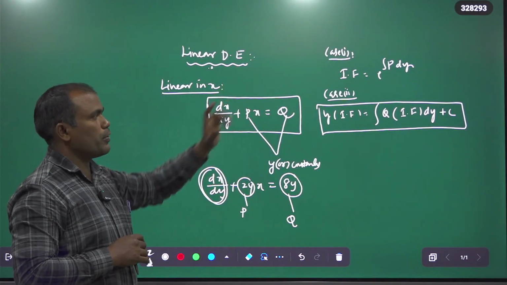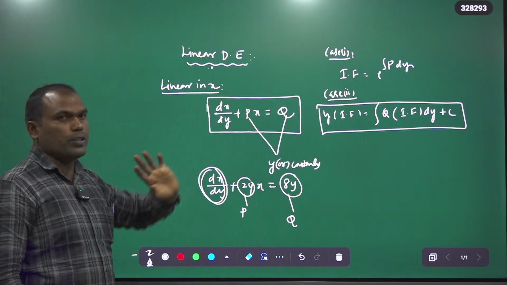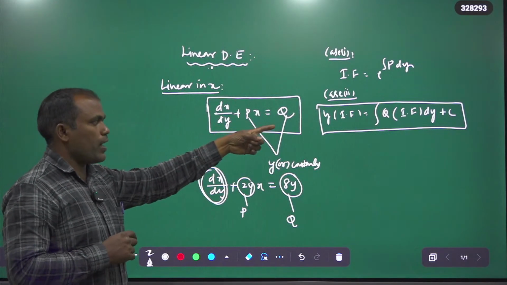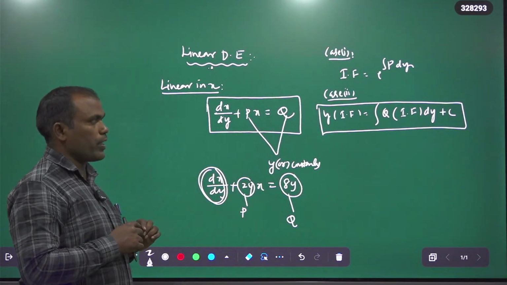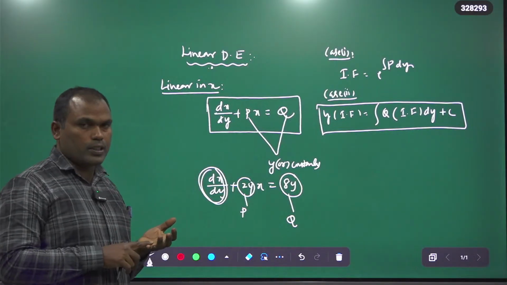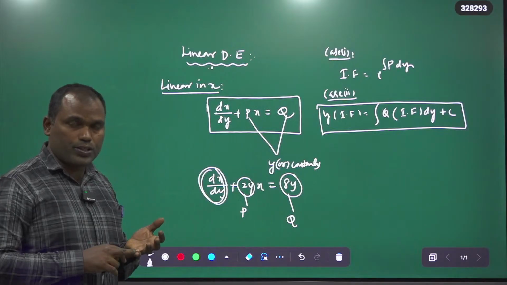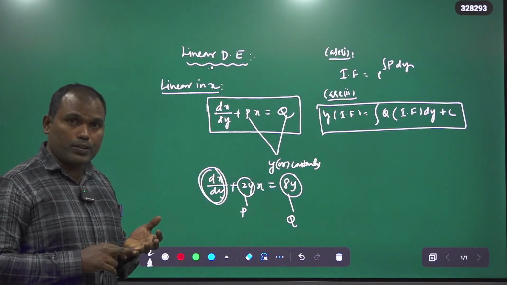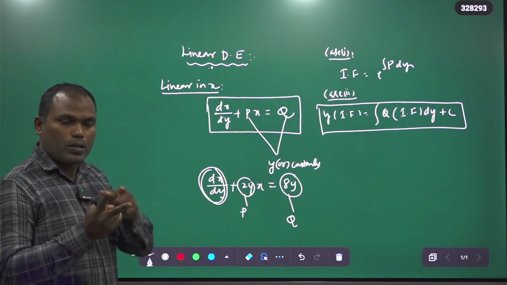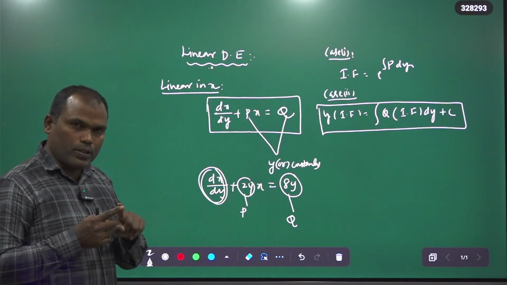Case 1 is integrating factor equal to e to the power of integral of p dy, and case 2 is nothing but x into integrating factor equal to integral of q into integrating factor into dy plus c. So this is the homogeneous and order differential equation definition. Based on the differential equation definition, we have two types, ordinary and partial.